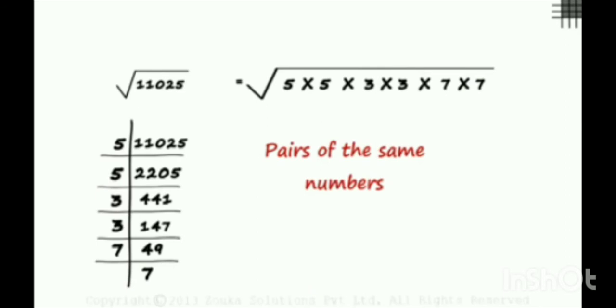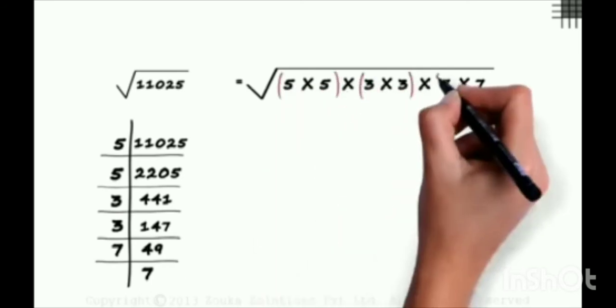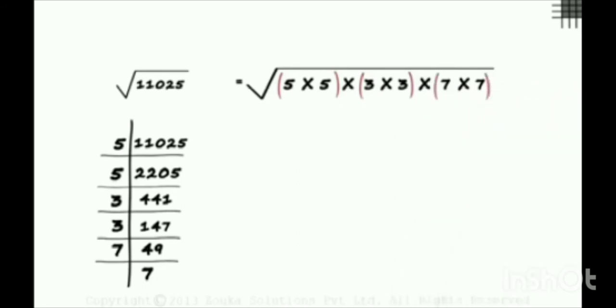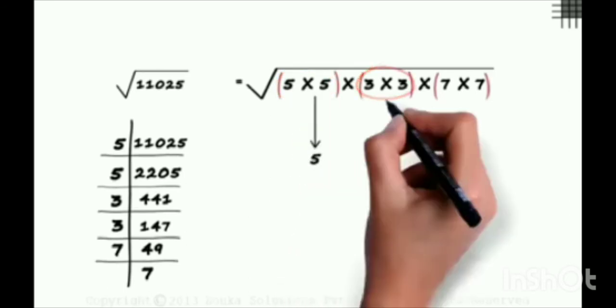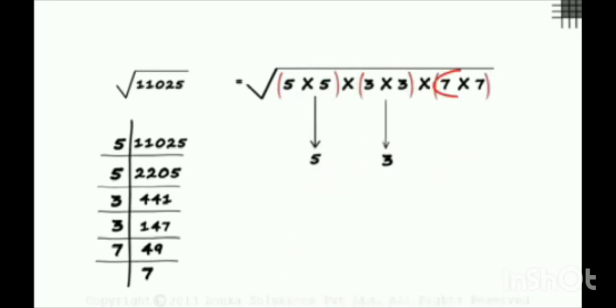And after we find the pairs, we choose one number from each pair. So we have 3 pairs here. A pair of 5s, a pair of 3s, and a pair of 7s. We choose one number from each pair. So from the first pair, we choose 5. From the second pair, we choose 3. And from the third pair, we choose a 7.